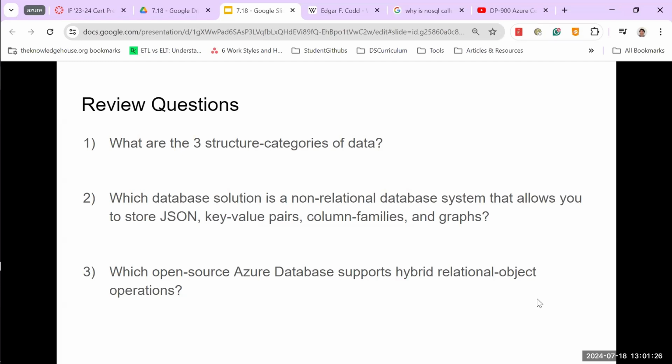Okay. For question one, that is structured, semi-structured, and unstructured. Let me just write that down. Structured, semi-structured, and unstructured. Question two, which non-relational database system in Azure can you use to store this type of data? Well, that is Cosmos DB. We'll learn about the API later. And finally, which open source Azure database allows support for hybrid relational object operations? Well, that's good old PostgreSQL.